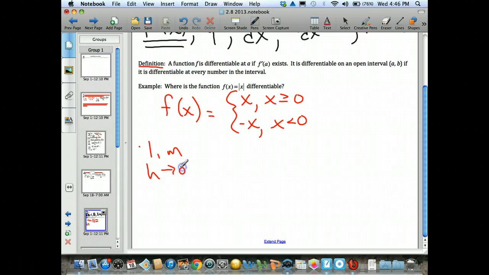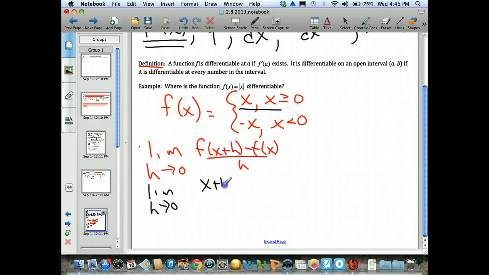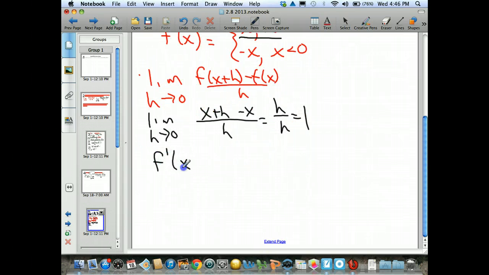As h goes to 0, and we'll use x first, okay? So f of x plus h minus f of x all over h in this top part becomes the limit as h goes to 0. f of x plus h, of course, is just x plus h, and then we have a minus x for f of x, all over h, which becomes just h over h, which is 1. So that means our derivative, f prime of x, for that top part is 1, all right?